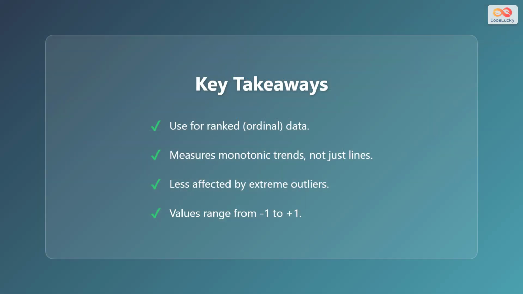To summarize, use Spearman rank correlation when your data is ranked or ordinal. Remember that it measures monotonic trends, meaning the variables move together but not necessarily at a constant rate. It is a robust statistic that resists the influence of extreme outliers, giving you a reliable measure of correlation ranging from -1 to +1.